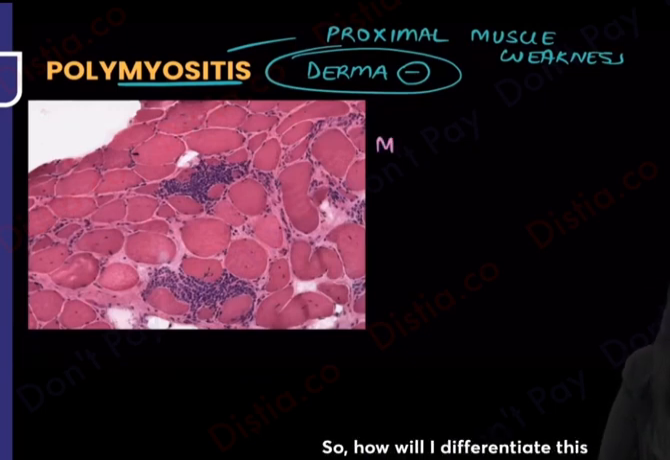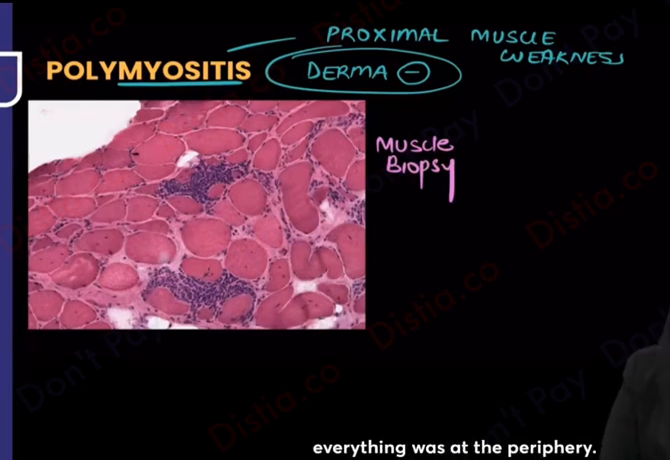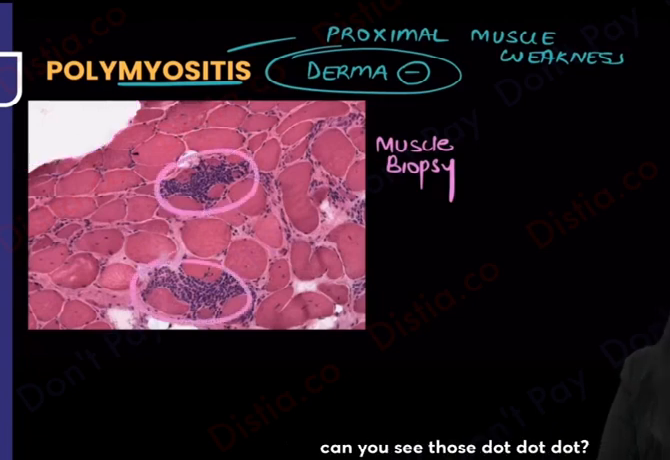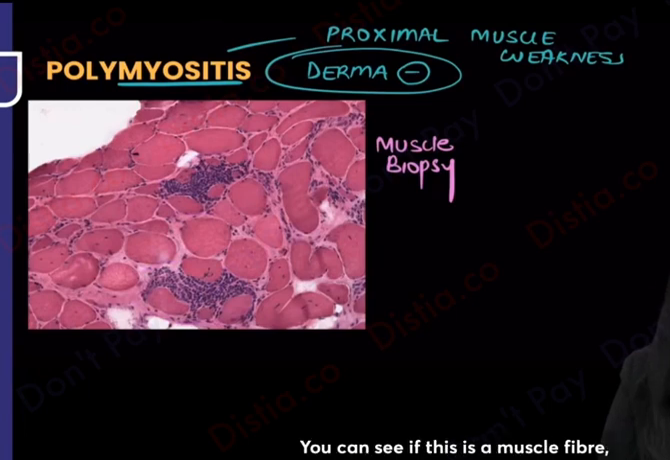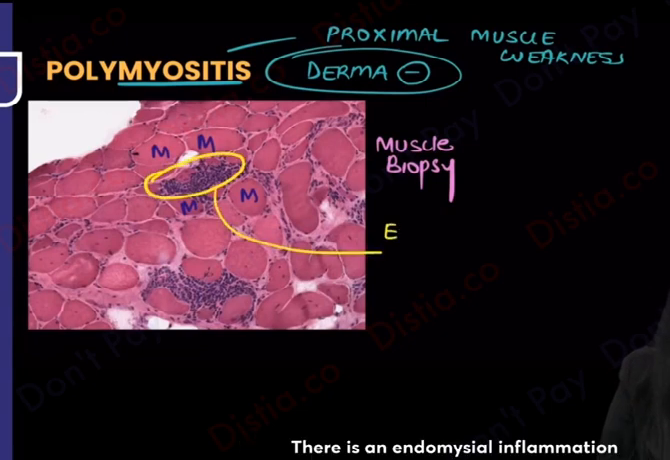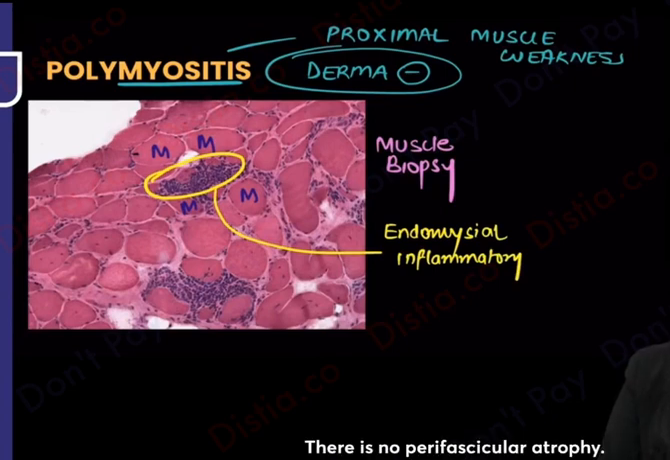So how will I differentiate this from dermatomyositis on a muscle biopsy? Do you remember in dermatomyositis, everything was at the periphery. The inflammation was also at the periphery. The atrophy was also at the periphery. Here you see inside. Can you see those dots? They are in between the fibers. You can see if this is a muscle fiber, this is a muscle fiber, this is muscle, this is muscle. I am seeing that the inflammation is endomysial. There is an endomysial inflammation that I see over here. And is there any atrophy or anything happening? No, there is no perifascicular atrophy.